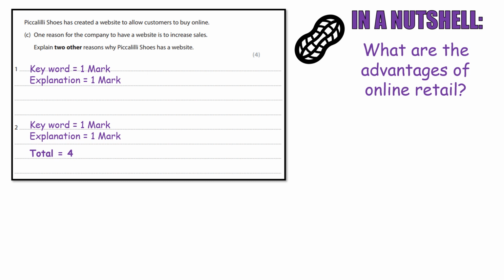In a nutshell, what are the advantages of online retail? So what are the benefits of using the online to sell things? Think about it, come up with a reason, and then write a full explanation. You need to do it twice because it says explain two other reasons. So have a go at answering this question. We'll go through the mark scheme in a moment.